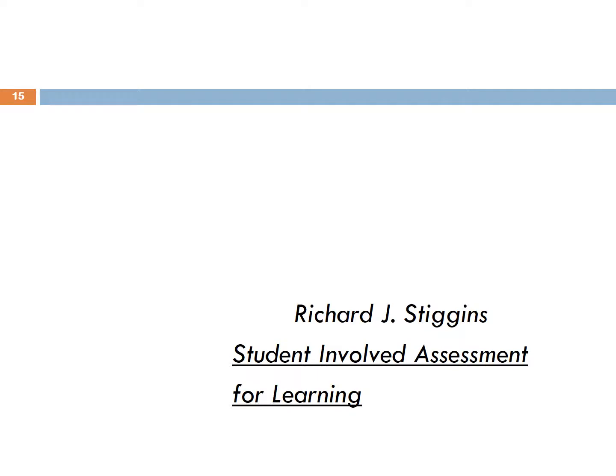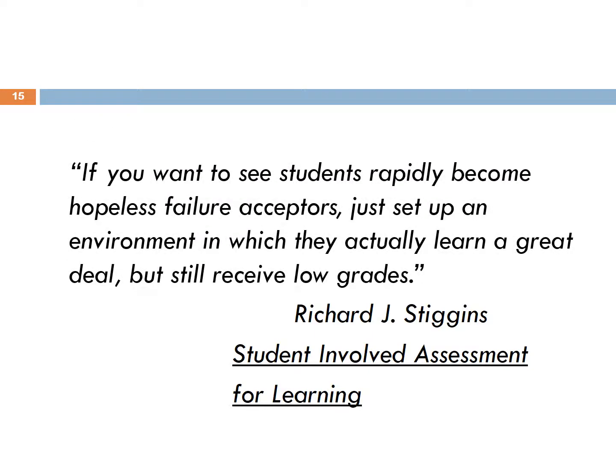Richard Stiggins, in his book Student-Involved Assessment for Learning, said, "If you want to see students rapidly become hopeless failure acceptors, just set up an environment in which they actually learn a great deal but still receive low grades."